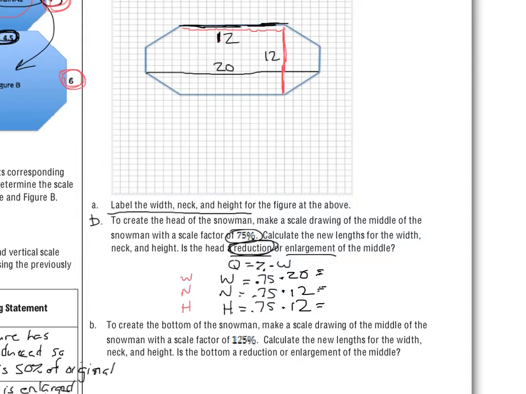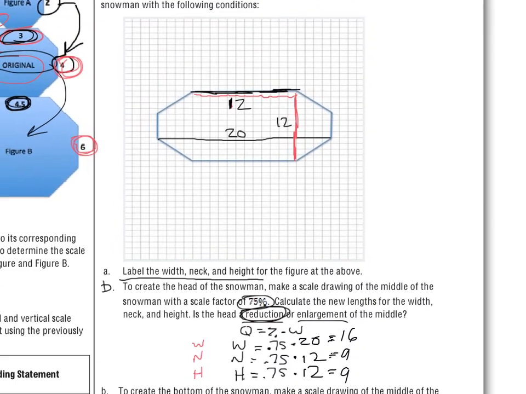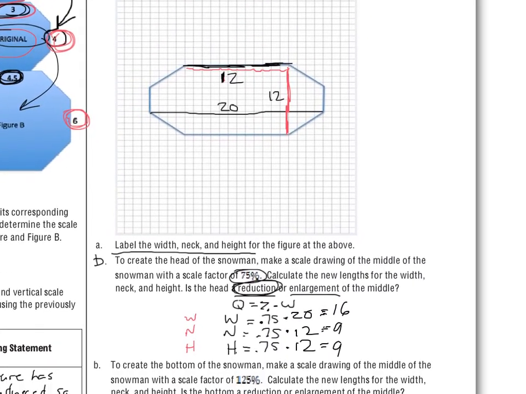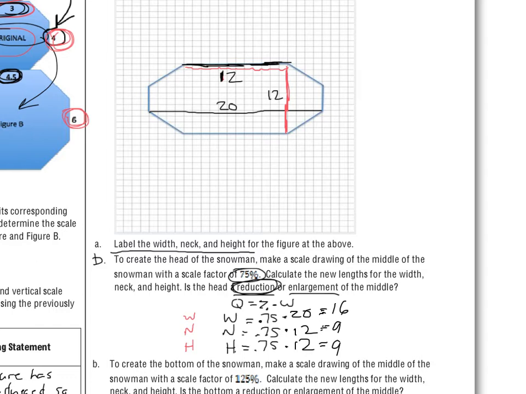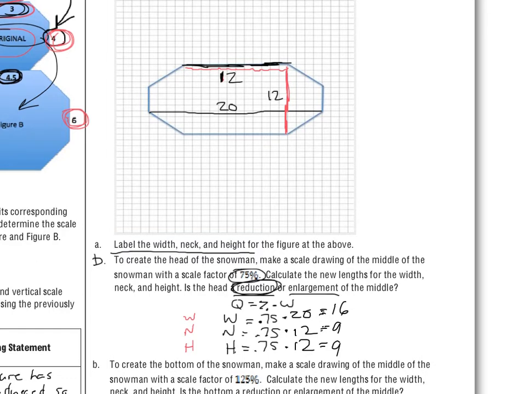Alright, so as we look at this, we do this multiplication, we should get 16. This one we should get 9, and we should get 9. So what we see here is that, again, this is a reduction: 16, 9, and 9. So go ahead and draw a snowman head on top here that is 16 units wide in total. It's 9 units at the neck and 9 units high.